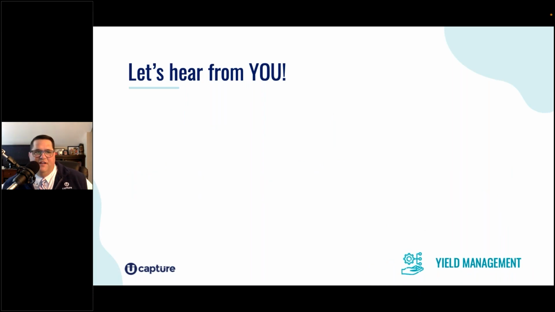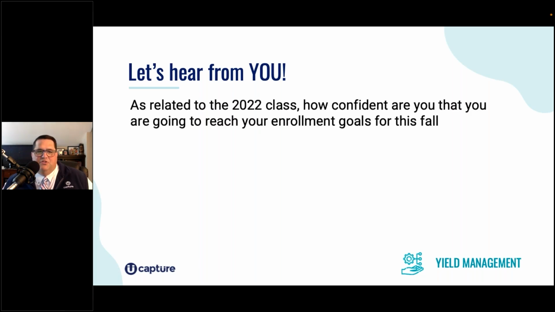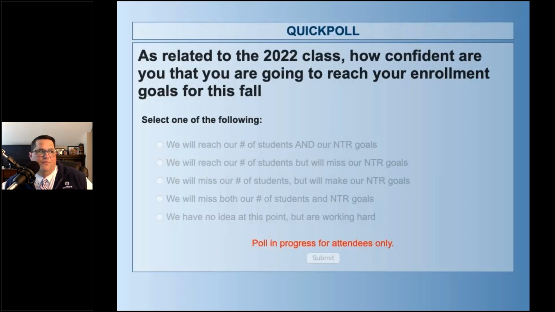We have a poll question for you today, and we want to hear from you first. Everybody get ready to answer the question, and Sierra, get ready to go here. As related to the 22 class, how confident are you that you are going to reach your enrollment goals this fall? A, we will reach our number of students and our net tuition revenue goal. B, we will reach our number of students, but we will miss our net tuition revenue goals. C, we will miss our number of students, but we'll make our net tuition revenue goals. D, we'll miss both our number of students and our net tuition goals. Or E, we have no idea at this point, but we're working hard to get there.